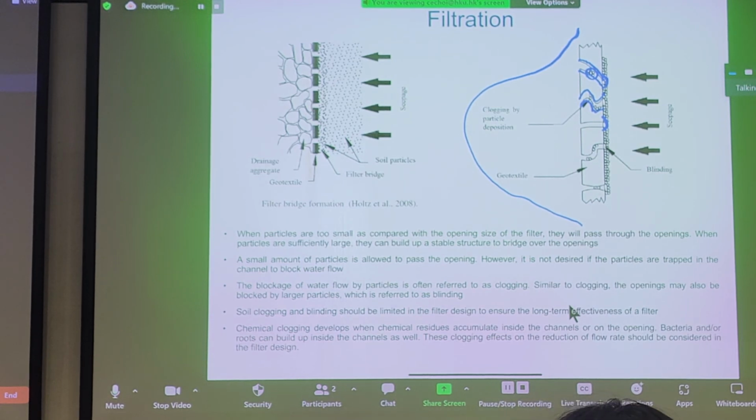So this is just a zoomed in view of how filtration works, and how a geotextile works. If you zoom in, it's just a series of channels inside, and there are two main forms that we talked about. You can have arching at the surface, or you can have clogging inside your filter system.